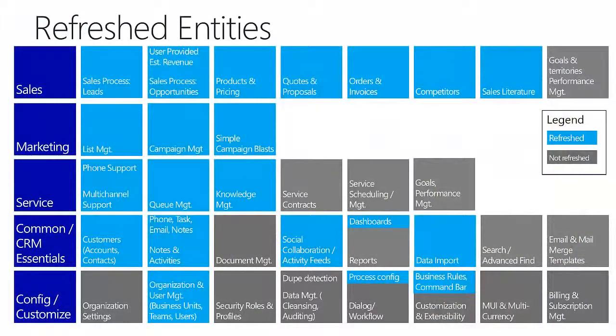On the next slide you can see quite a few boxes. There are 30 refreshed entities. I won't go through them all here, but you can have a quick look between sales, marketing, service, and the configuration. You can see, for example, at the bottom, the security roles and profiles, document management, goals, and performance management. These haven't been refreshed. The refreshed ones are in blue, as you can see in the legend on the right-hand side. So all the important ones that the everyday user will use have been refreshed in CRM 2013.